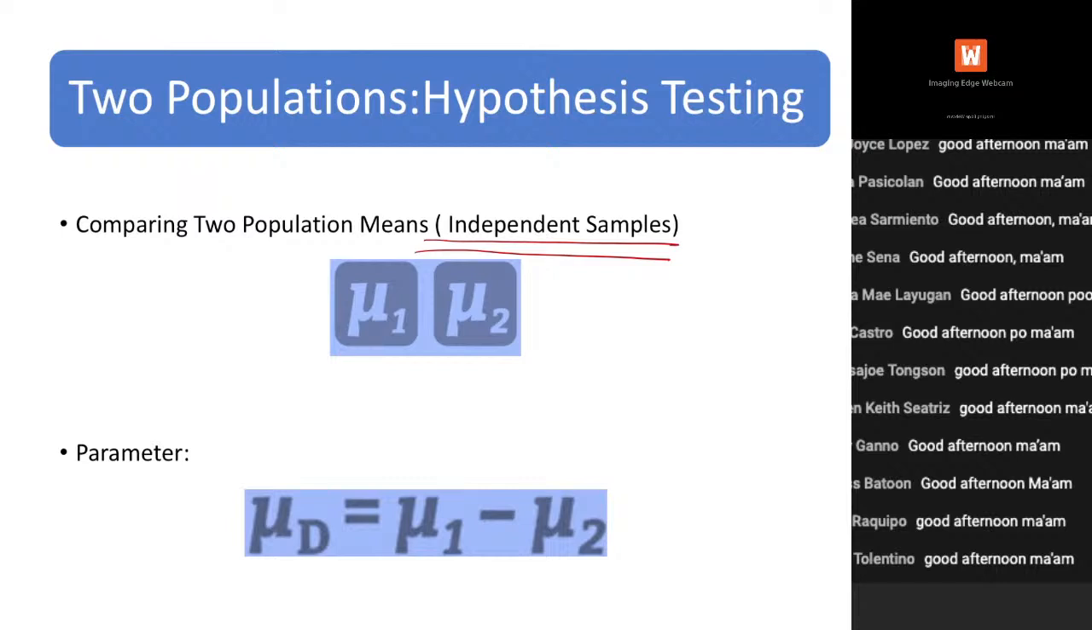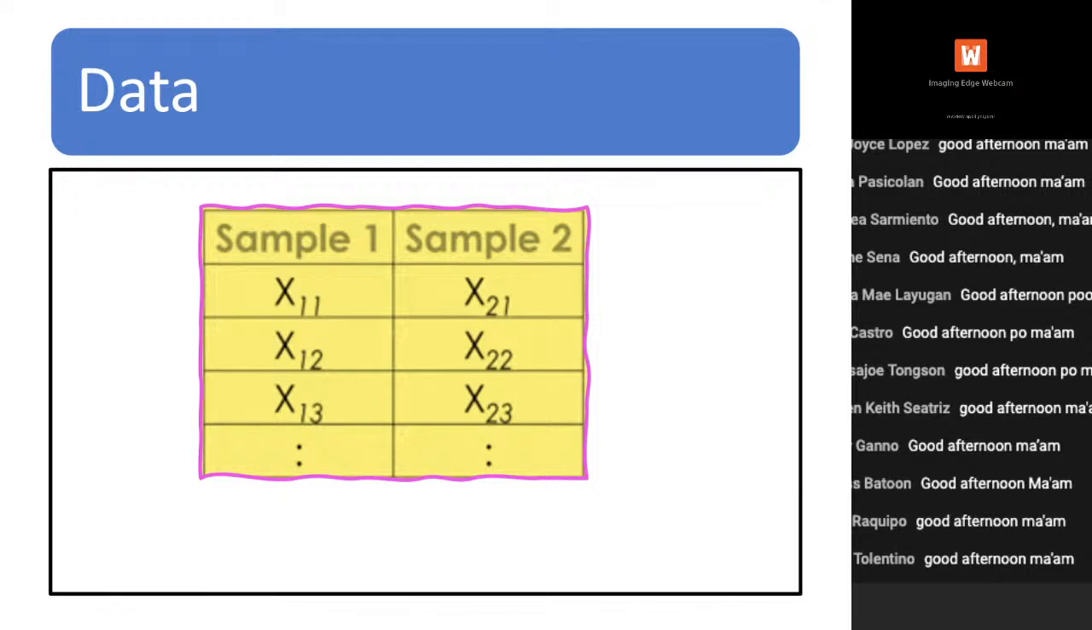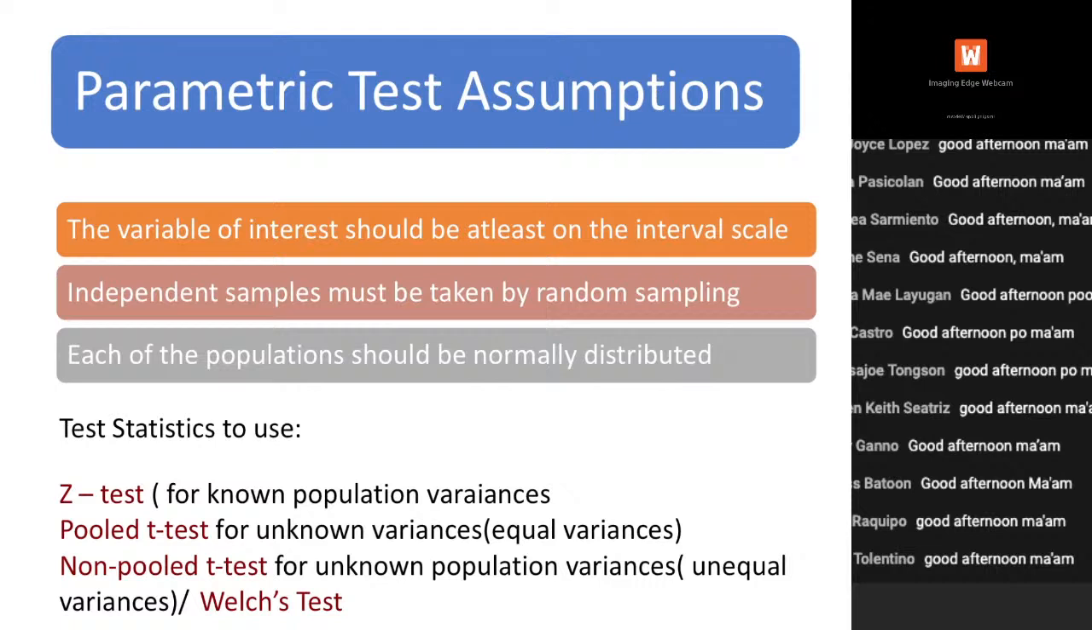Okay, what does the data look like for independent samples? The array or the notation of data looks like this. So this is from the first group, and this is from the second group. Now, you might be asking me, is the sample size for group 1 necessarily the same as the sample size for group 2? Hindi. Remember, independent samples naman siya, hindi siya paired samples. So, pwedeng magkaiba ang sample size for the two groups. Now, what are the test statistics that we can make use of for comparison of two population means?